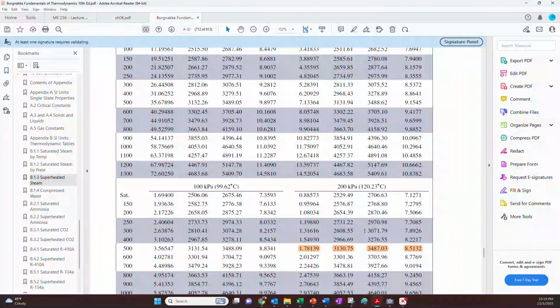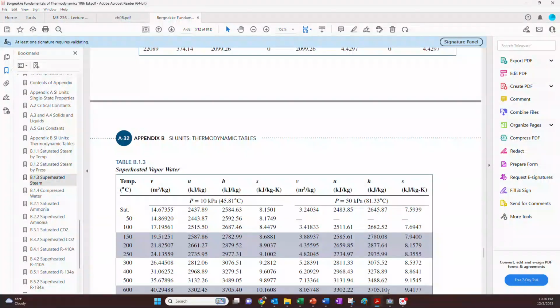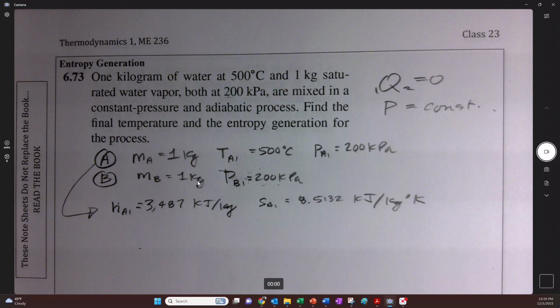So HA1 is going to be 3,487 kilojoules per kilogram. And we also want the entropy. So the entropy SA1 is 8.5132 kilojoules per kilogram degree Kelvin. Anything else I want from this? I don't think so.